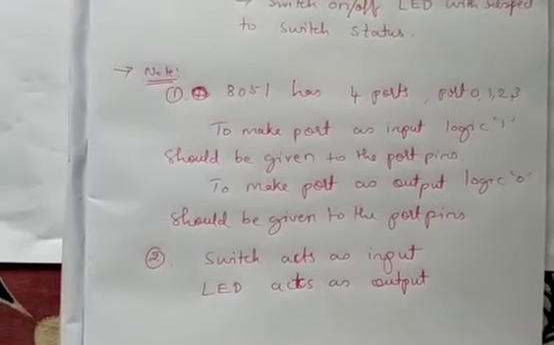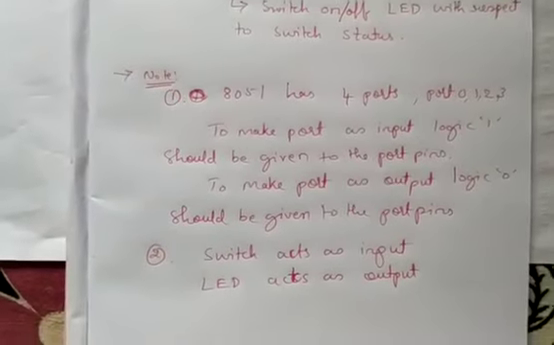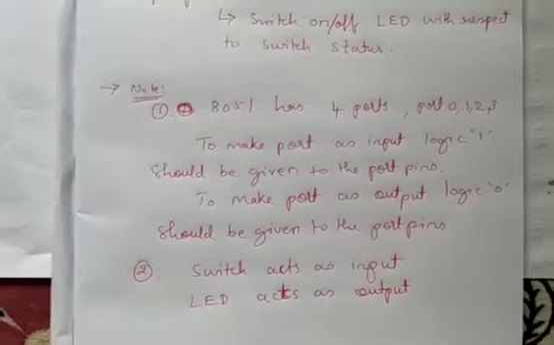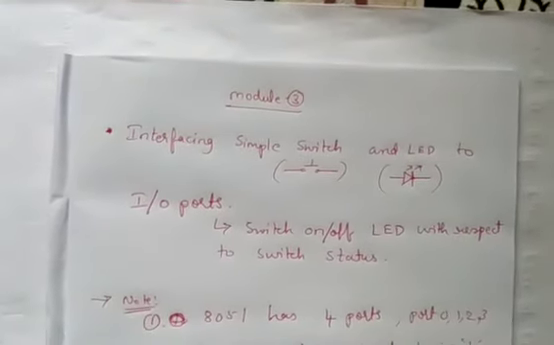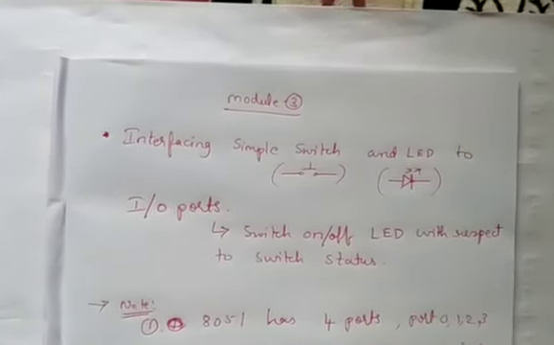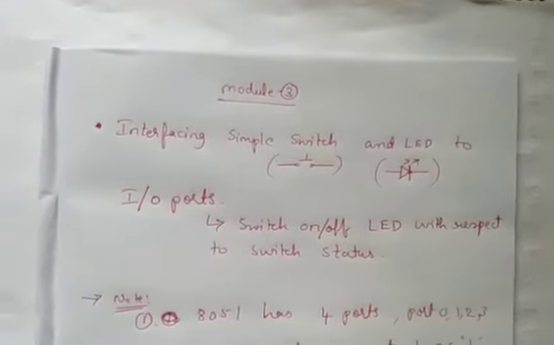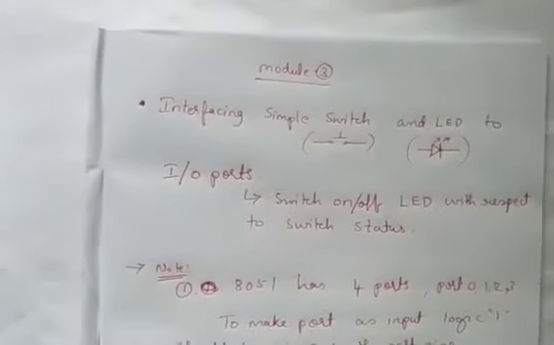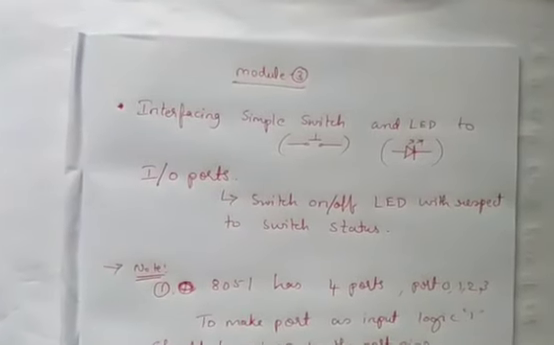This is the theory part. Next we have the program for this. They ask a 4 to 6 marks program, so very small programs will be there. We shall do the programs in the next video, but just remember: interfacing simple switch and LED to IO ports to switch on and off the LED with respect to switch status. This is a small topic, the last topic of module 3, which you need to write in your notes. Randomly we will take some programs and we will do them in the next video.